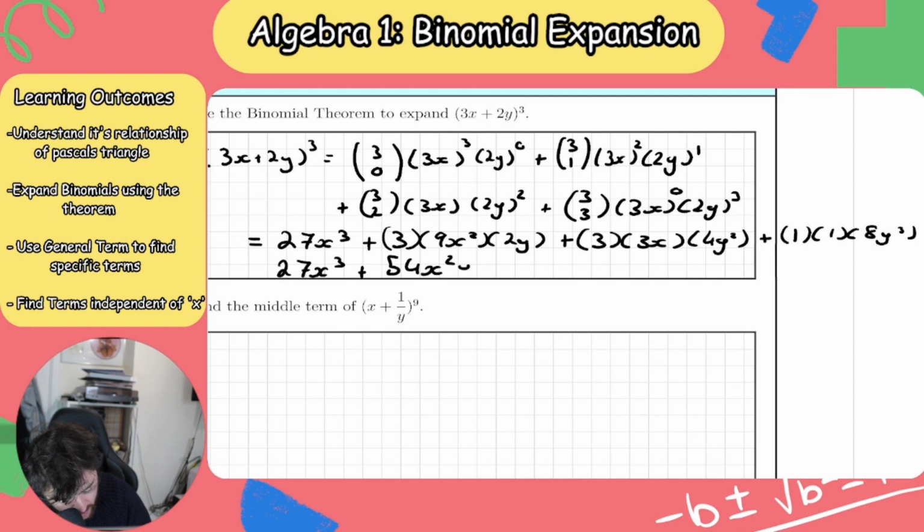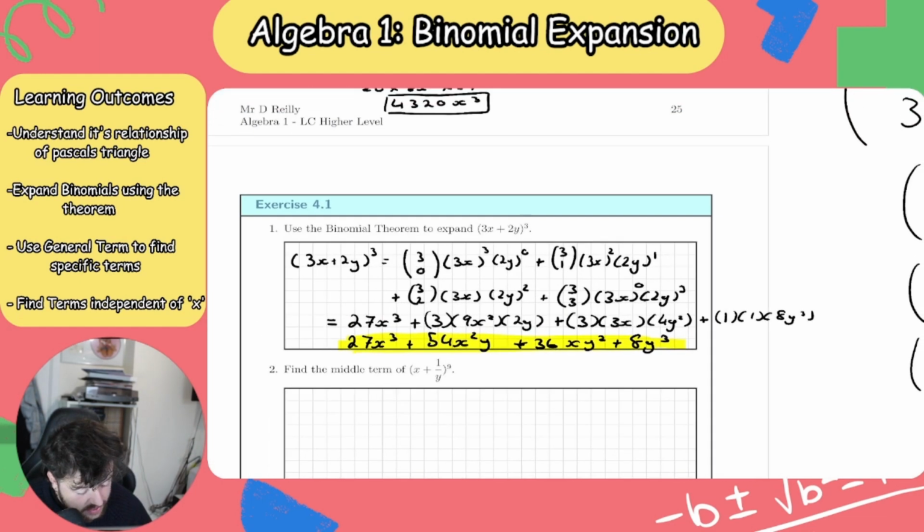54x squared y plus 3 times 3x times 4y squared. So 3 times 3 times 4, my coefficient is 36, 36xy squared, plus 1 times 1 times 8y cubed. So my answer is going to be 8y cubed. And that's my final answer there, expanding it all out.